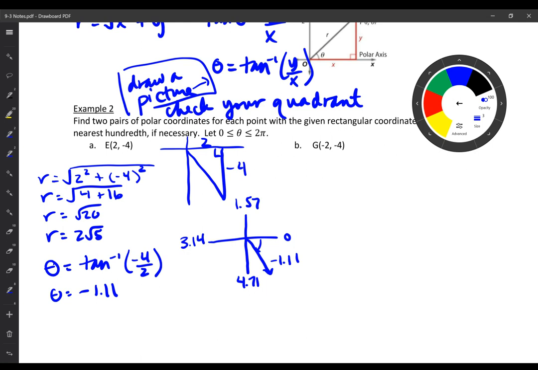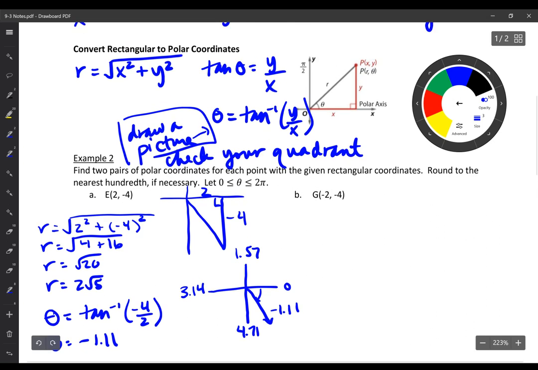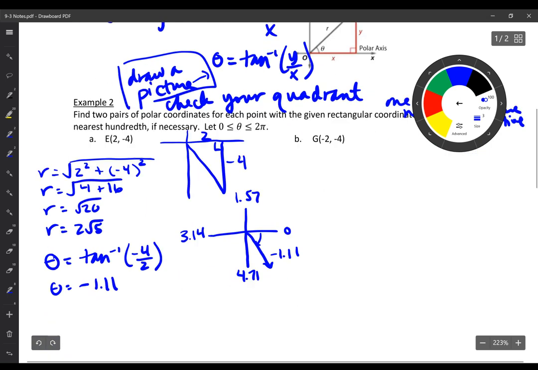So they're telling us to find 2 pairs of polar coordinates. And then I think the directions further go on to say one where r is negative, one where r is positive. One where r is negative, and one where r is positive. And we're not going to use negative angles for any of them.